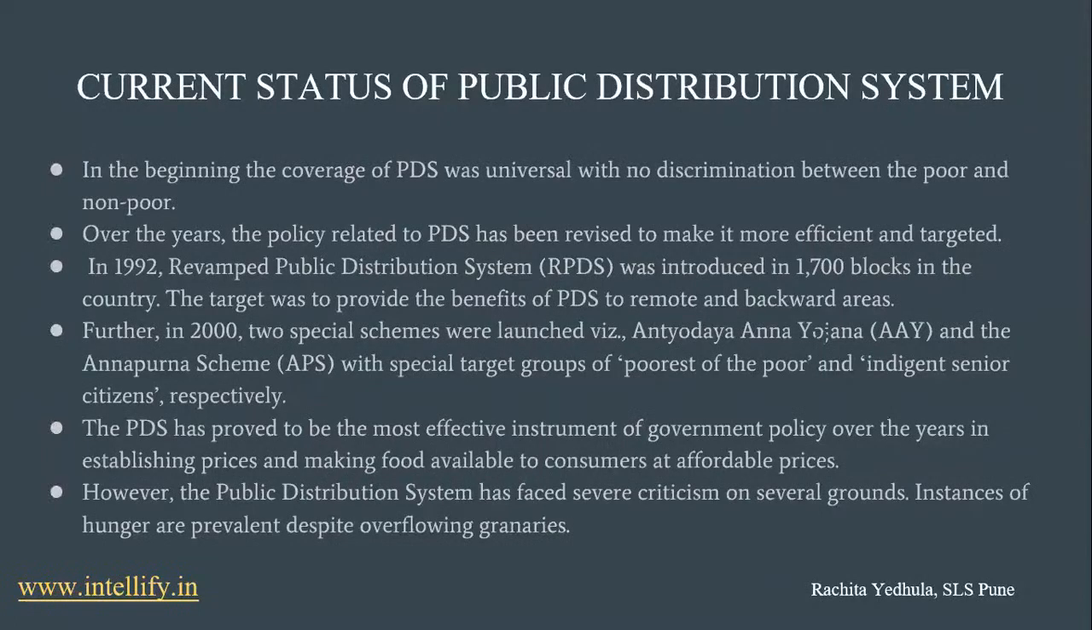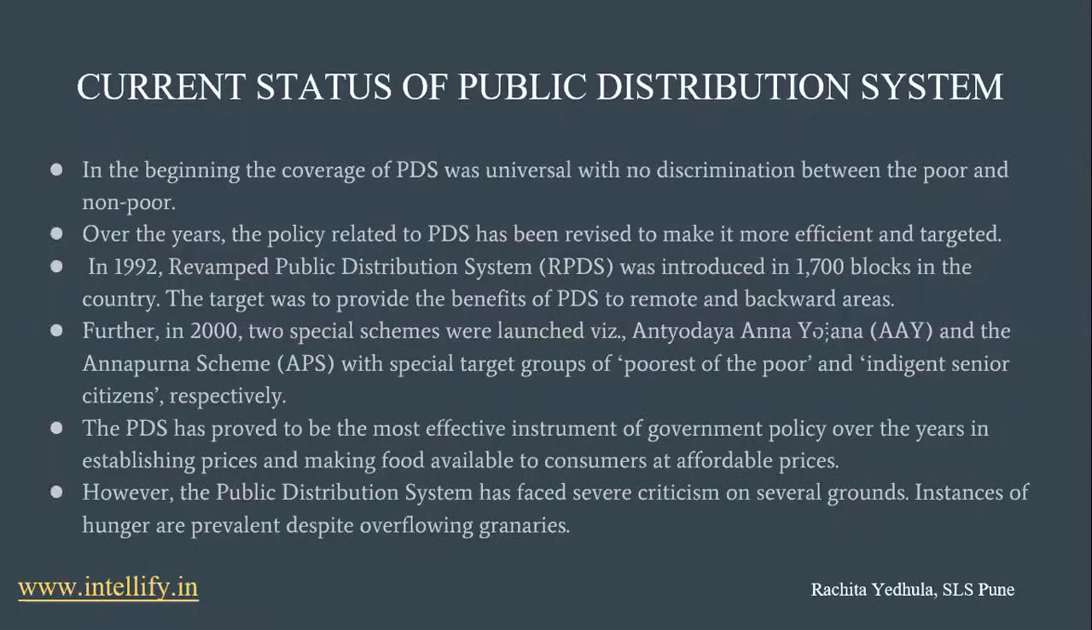The functioning of these two schemes was linked to the existing network of the PDS system, and the PDS has proved to be the most effective instrument of the government policy over the years in establishing prices and making food available to consumers at affordable prices. It has been instrumental, that is helpful, in reducing widespread hunger and famine. As we learned in the previous lecture what hunger and famine means, this system has helped reduce that by supplying food from surplus regions, that is regions that have extra food, to states which are deficient, that is, have a shortage of food.